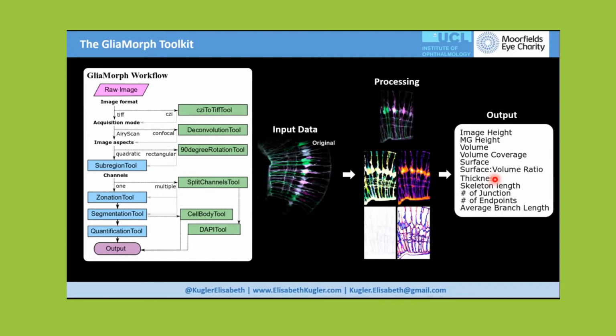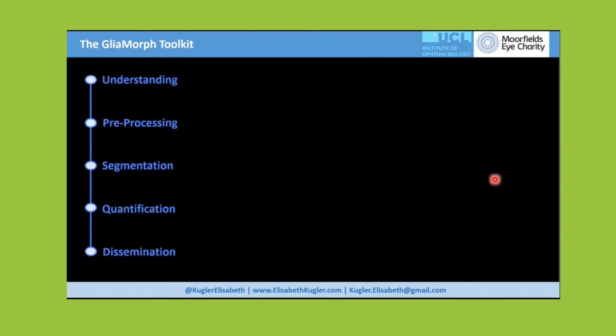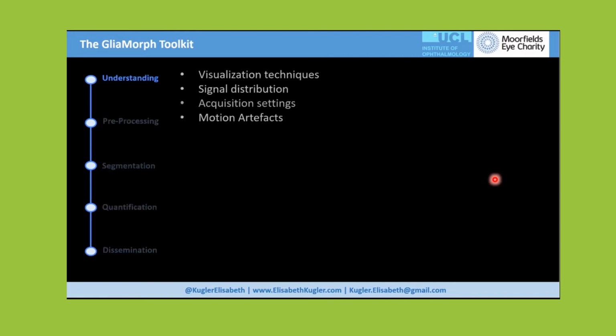But again, as I said, this is completely different data to what I was looking at before. So I started again at the very basics of data understanding, processing, segmentation, quantification, dissemination. So it's the same workflow, but completely different data. And one thing that was really important for me was to understand these data, because I had never worked with Airy scan data and I'd never worked with glia cells. There are many different aspects that are really important, but I just want to talk about the first three of them because I thought this is really widely applicable to all the people in the audience today as well. The first one is visualization techniques.